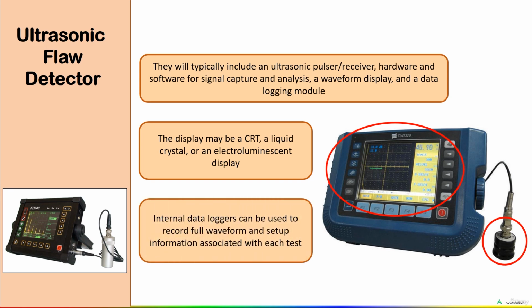Internal data loggers can be used to record full waveform and setup information associated with each test, if required, for documentation purposes, or selected information like echo amplitude, depth or distance reading, or presence or absence of alarm conditions. Pulse amplitude, shape, and damping can be controlled to optimize transducer performance, and receiver gain and bandwidth can be adjusted to optimize signal to noise ratio.